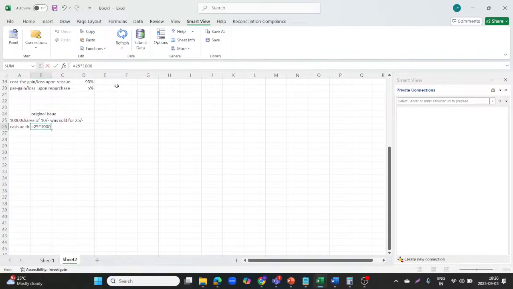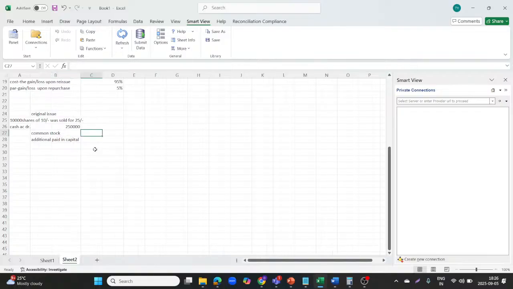25 into 10,000 will be 2,50,000, and we'll credit common stock because we are issuing the shares, and additional paid-in capital, because the par was 10 and the remaining will be captured in additional paid-in capital. So common stock is 10 into 10,000 and 15 into 10,000, the extra margin that you earned, will be recorded under additional paid-in capital. So this is your entry.